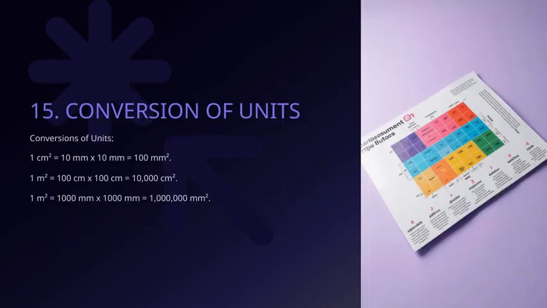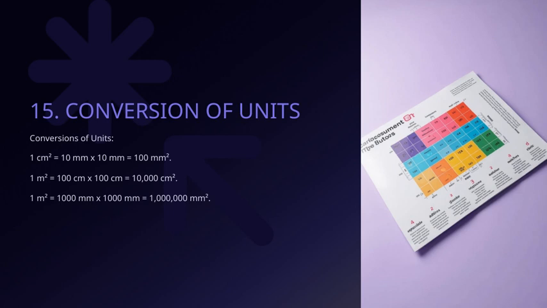Now, let's look at the conversions of units, which are fundamental when working with measurements. First, we see that 1 square centimeter equals 10 millimeters times 10 millimeters, which gives us a total of 100 square millimeters. This shows how we can break down larger units into smaller, more precise units. Next, moving to square meters, 1 square meter is equal to 100 centimeters times 100 centimeters, resulting in 10,000 square centimeters. This is a crucial conversion because it helps us understand how larger areas relate to smaller, more manageable units.